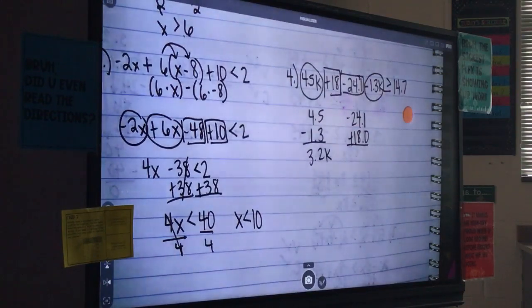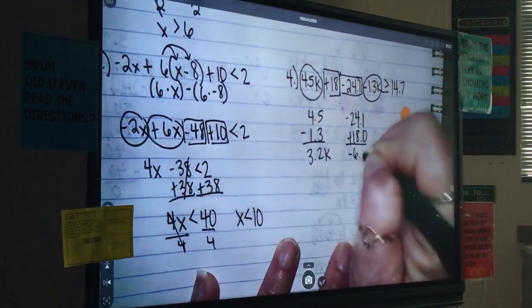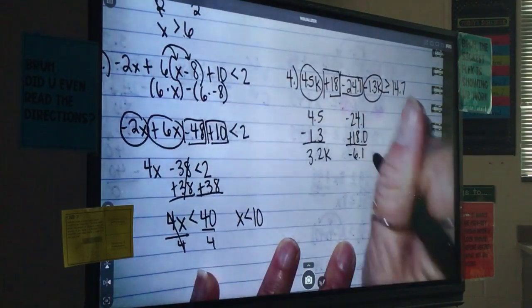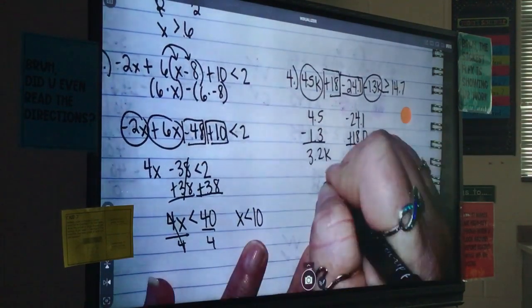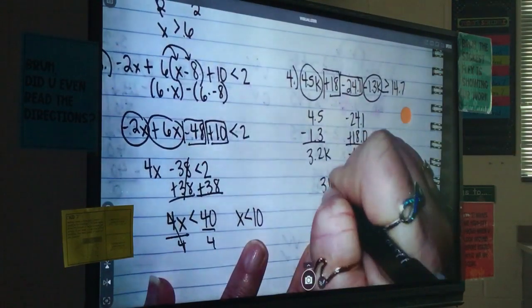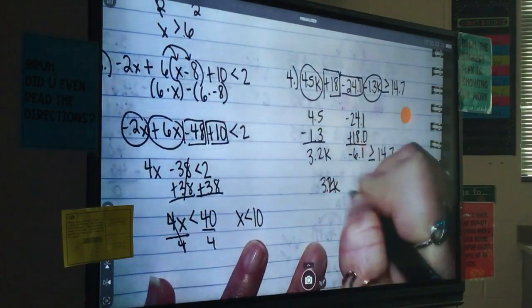Y'all are the only group that did this one? Yeah, I didn't get to it. I only did this. It's not 6.1. Who said it? It's negative 6.1. And then this is greater than or equal to 14 and 7/10. So I'm going to rewrite this so it's a little bit neater.